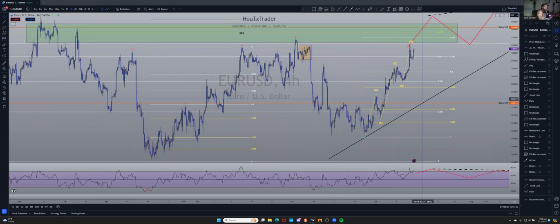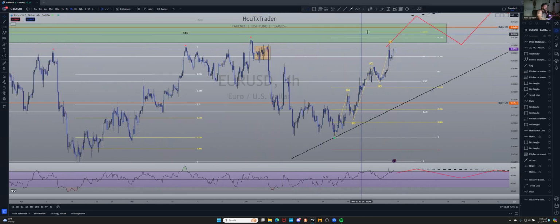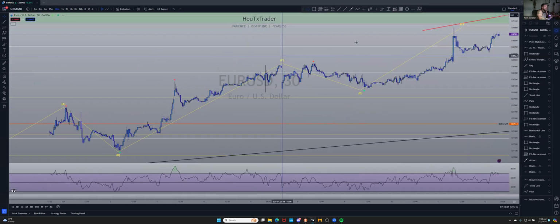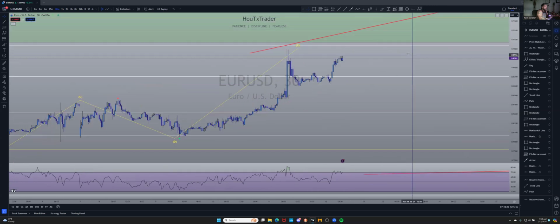So this is not a bad sell. We are overbought. Perhaps we could just be a little bit more patient. What we could do is come down to the 30-minute, reset this, and wait for this divergence to pop off. So what we're going to do is the same thing as on the daily.